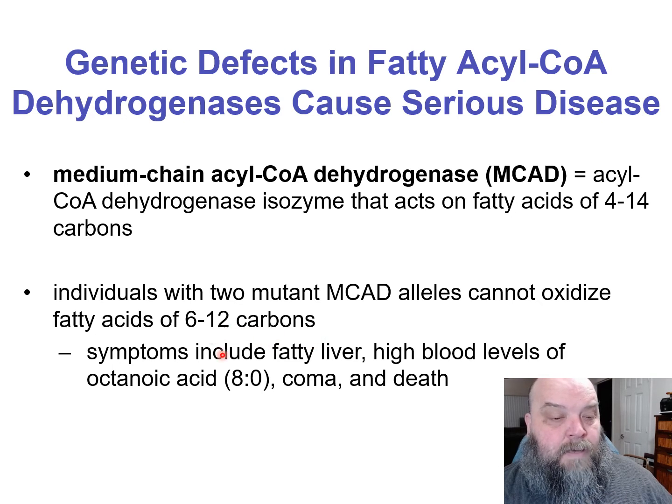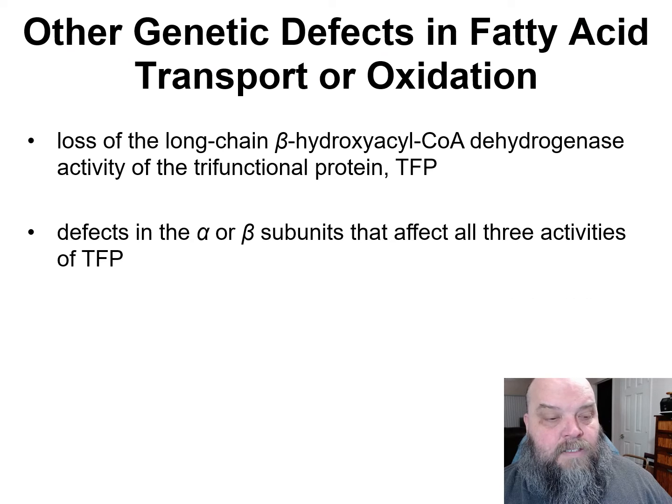But anyways, these people suffer from what is known as fatty liver. High blood levels of octanoic acid. That's 8 carbon length fatty acids. The fatty liver, the high blood levels of this lead to coma, death for these individuals under certain circumstances.